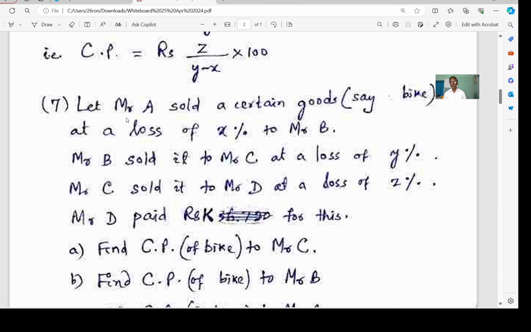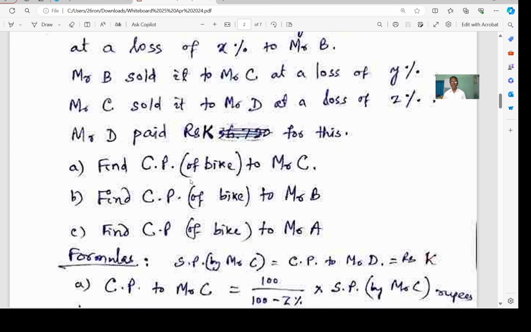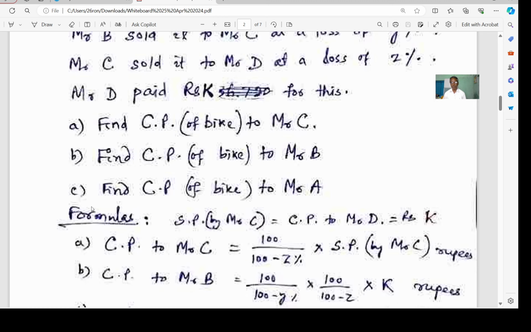Seventh, let Mr. A sold a certain good, say a bike, at a loss of X% to Mr. B, and Mr. B sold it to Mr. C at a loss of Y%. Mr. C sold it to Mr. D at a loss of Z%, and Mr. D paid rupees K for this. Find cost price of the bike to Mr. C, to Mr. B, and to Mr. A. Whatever can be asked in examination, that formula can be used.